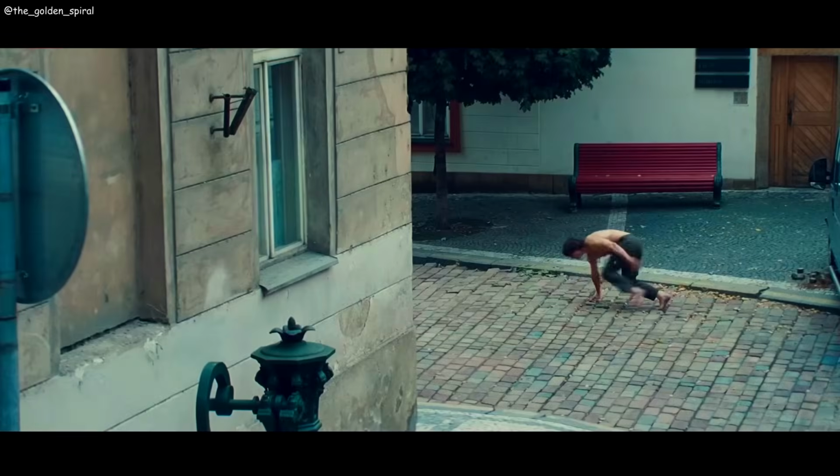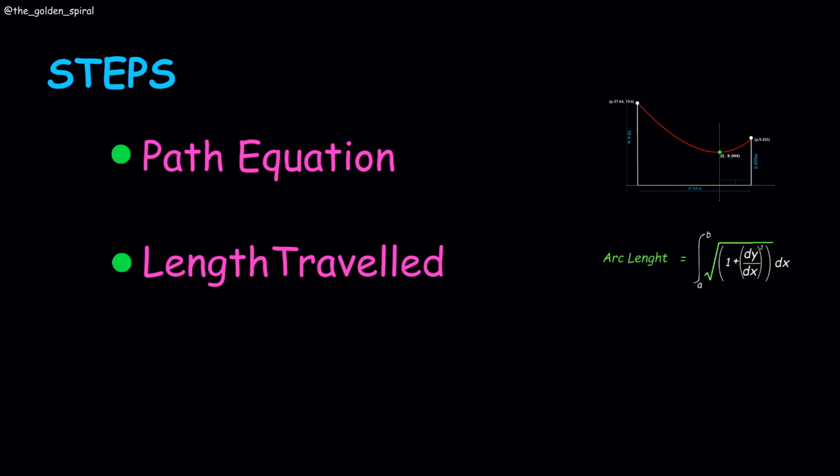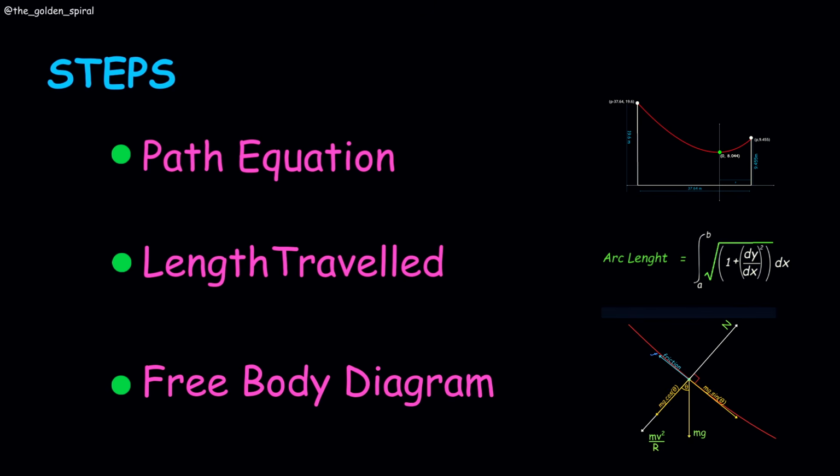We will solve this problem in three main parts. The first step is to find the equation of the path that is being traveled. Second, we will calculate the distance that he is shown to travel in the movie. And finally, we will draw a free body diagram of the problem and come up with a differential equation that will govern the motion along this wire as a function of distance traveled.